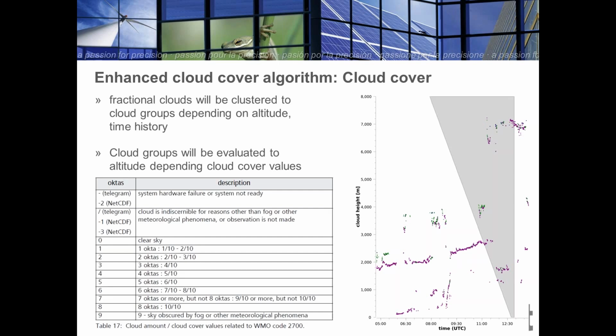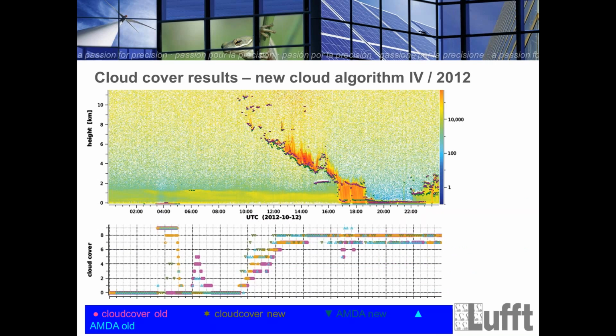And these results are given in octas or in eighths, so there are these 0 to 8, of course, and also one that is called 9. It is for a totally obscured sky where in principle no real cloud base can be observed, because it goes to the ground. It's a mixture of a foggy situation.